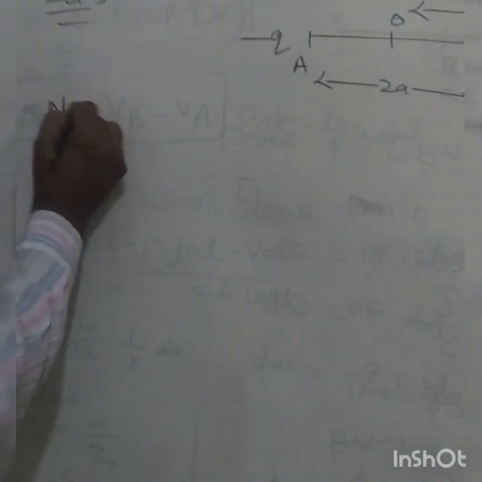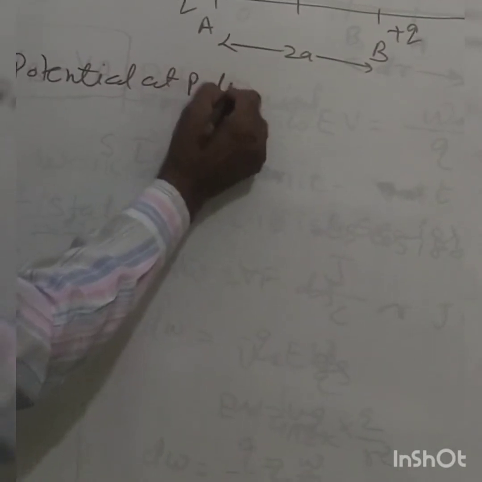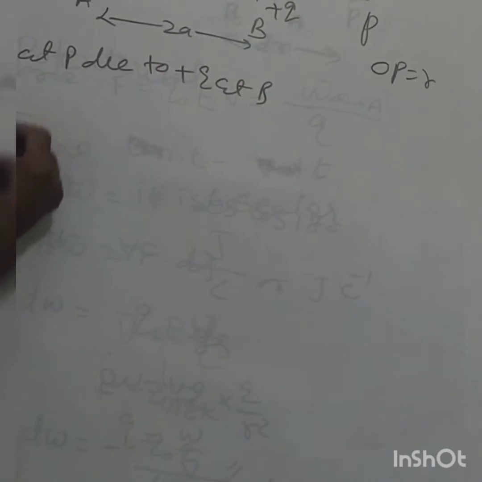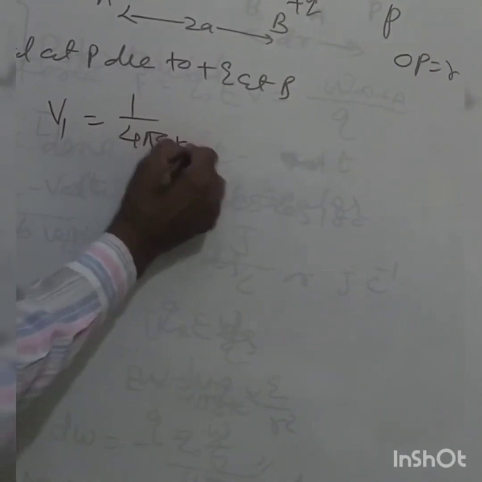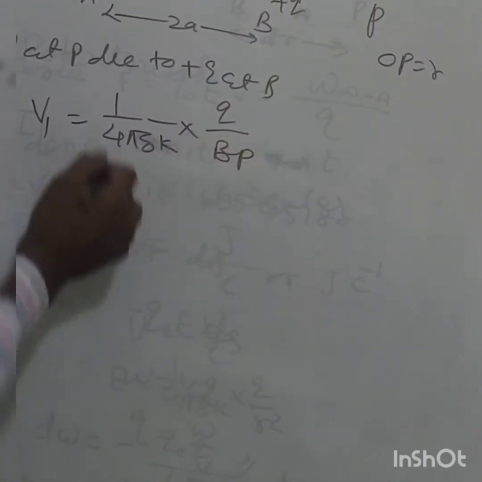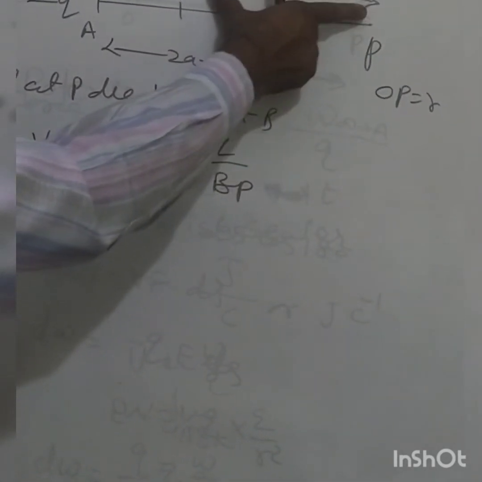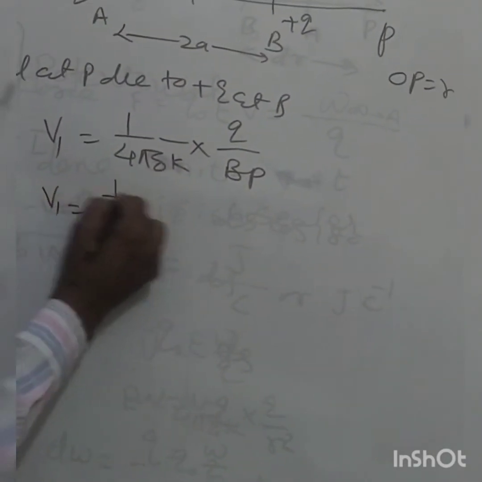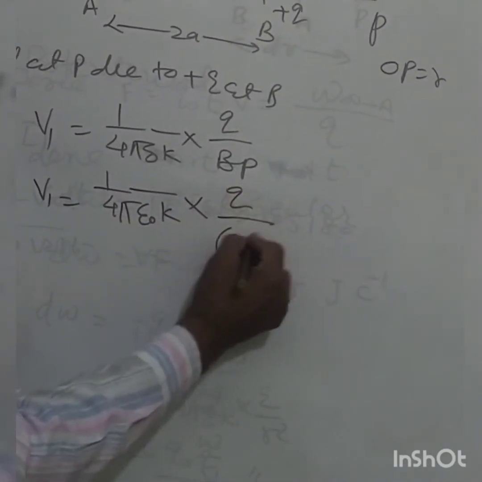So now the potential at P due to plus Q at B is V1, equal to 1 upon 4 pi epsilon naught K times charge upon distance. The distance is BP, which we find from OP minus OB. Up to here is R and this much is A, so it is R minus A. So V1 is equal to 1 upon 4 pi epsilon naught K into Q upon R minus A.